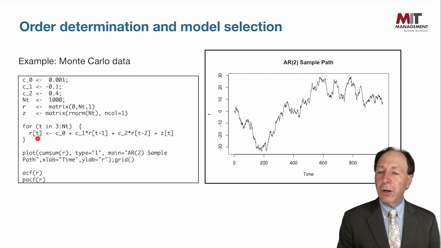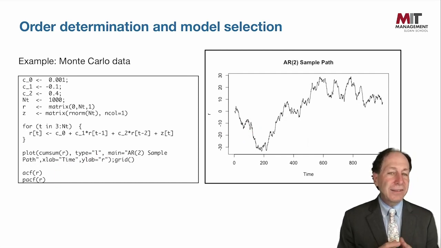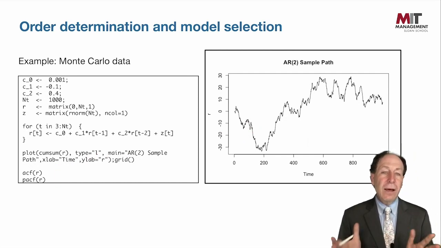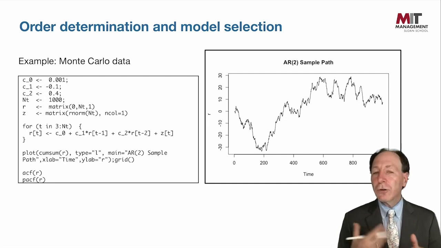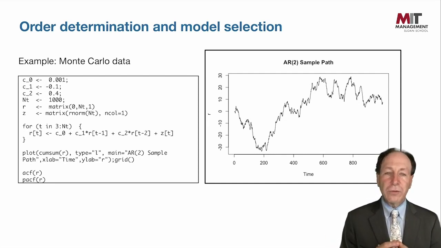And I'm going to run my recursion. So RT, this is just my defining equation for an AR2. And then I'm going to plot a path. So here's my path. And then I'm going to look at the ACF and at the PACF. And rather than computing them by hand or doing them in Excel, we'll do it in R because this will give us all the results in one fell swoop.